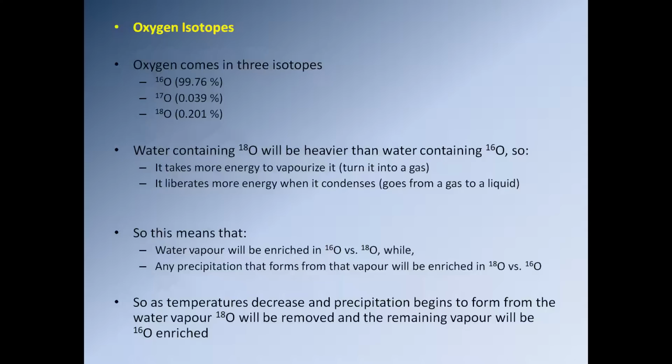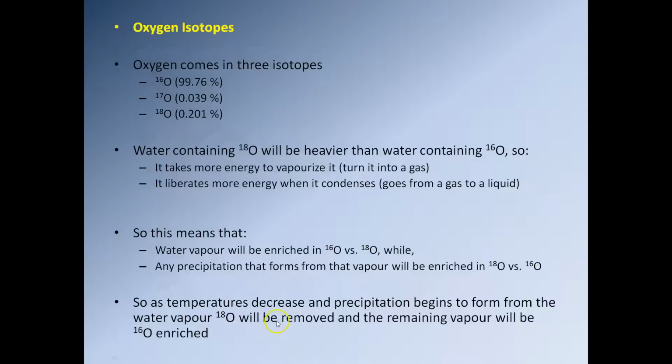So that means relatively little oxygen 18 evaporates in the first place, and a lot of the oxygen 18 that's in the water in the atmosphere will be lost very, very quickly the first time the water begins to turn into rain droplets. And so this means that water vapor will be enriched in oxygen 16 versus oxygen 18. It means that any precipitation that forms from that water vapor will be enriched in oxygen 18 versus oxygen 16. So how does this help us exactly?